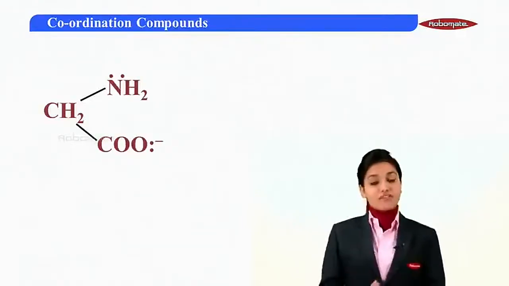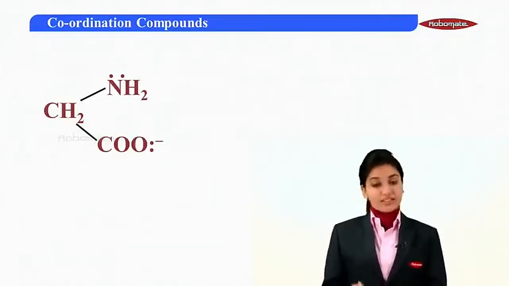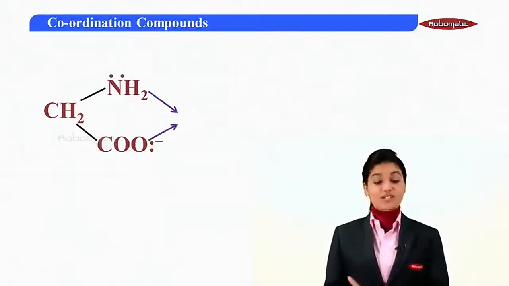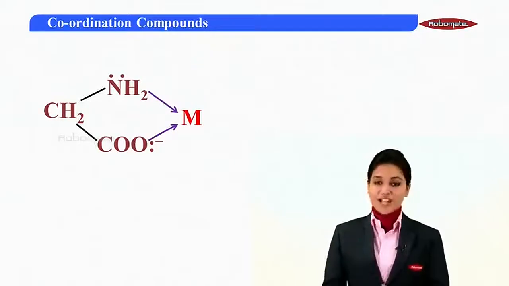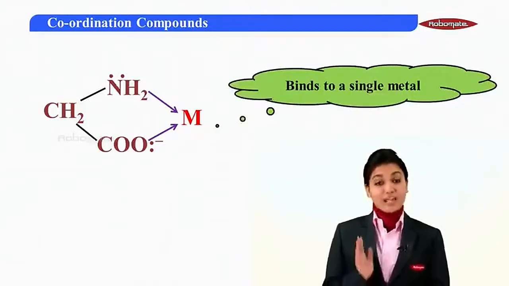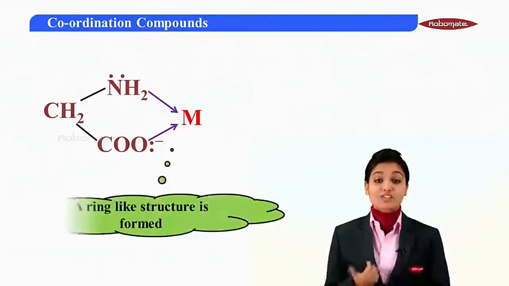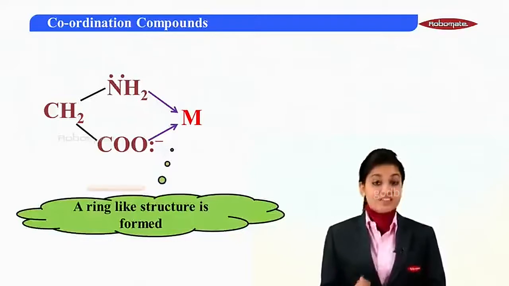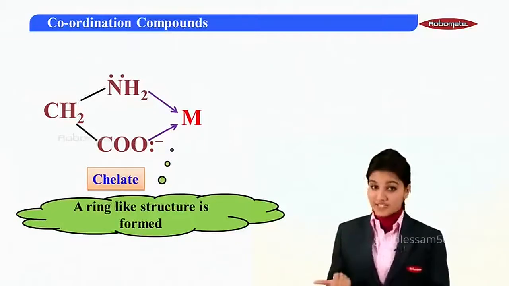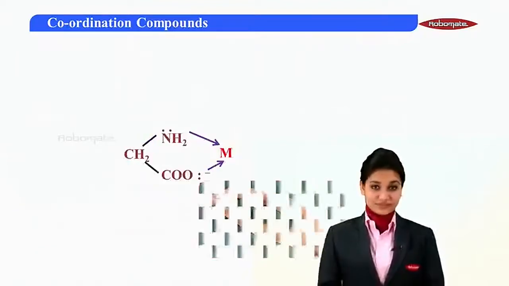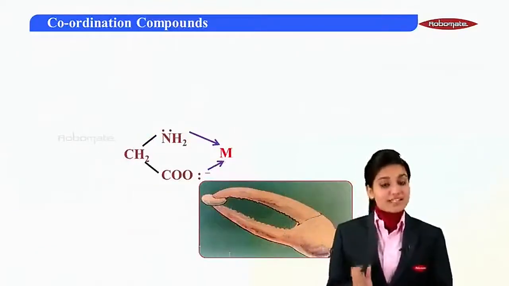Here you have another ligand. In this case, we have two donor atoms. One is nitrogen and one is oxygen, and here I have a metal atom. So we have two donor atoms here, and they are binding to a single metal atom, and if you see here, a ring-like structure is formed. This ring-like structure formed is called a chelate, and the entire property is called chelation. So what exactly is this word chelate?